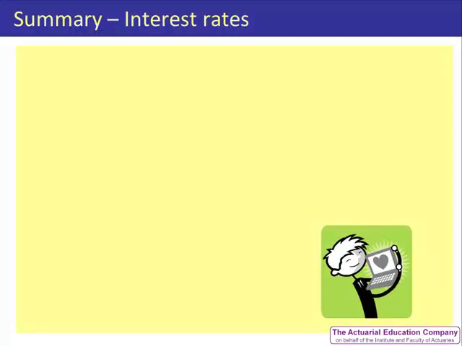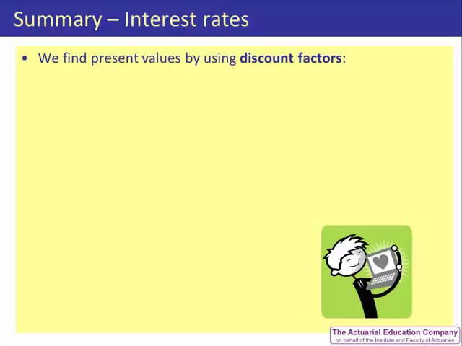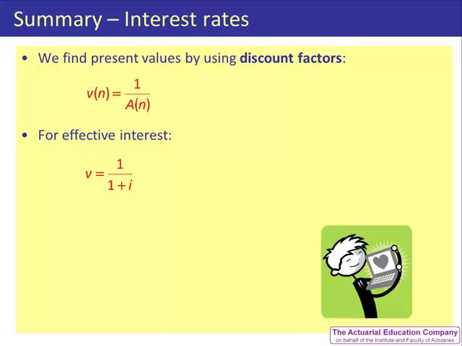In summary, we have seen that we find present values using discount factors. These are simply the inverse of the accumulation factors that we met in a previous unit. For effective interest, we define v to be 1 over 1 plus i, i.e. the present value of a cash flow in 1 year's time. So to obtain the present value of a cash flow due in n years' time, we use v to the n, or 1 plus i to the minus n, as our discount factor.